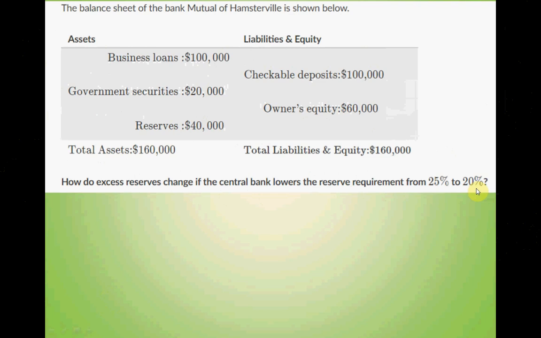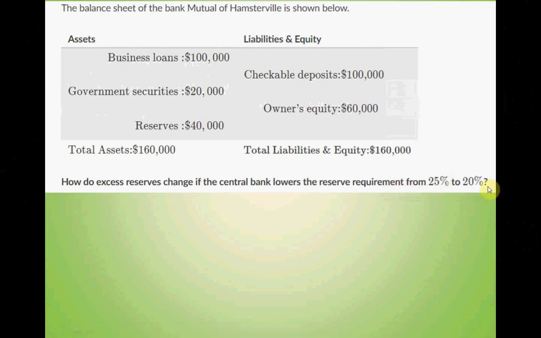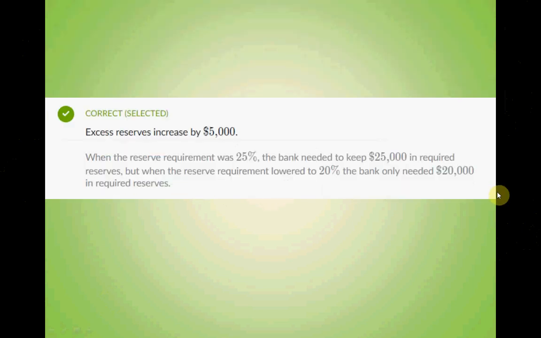Well, I'm not going to use the calculator anymore. You should be able to do this one in your head. If we needed to keep $25,000 at 25%, and now we only need to keep 20%, what's the difference? How much do excess reserves change? If we lower the requirement, excess reserves are going to increase by $5,000. Hopefully this is making a bit of sense. Hopefully this one is not too complicated.